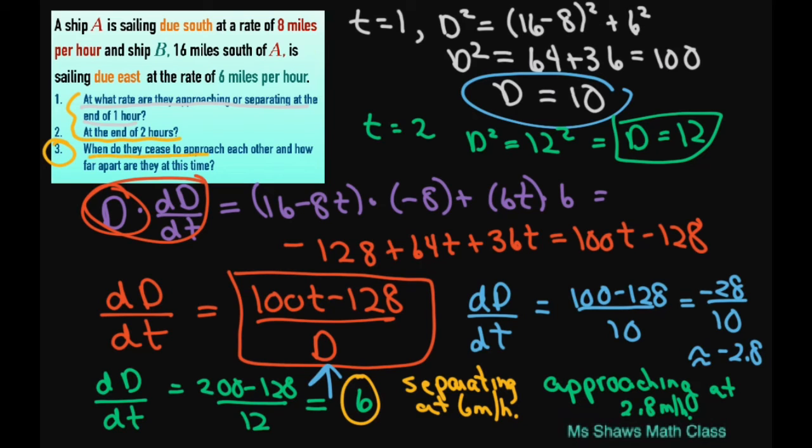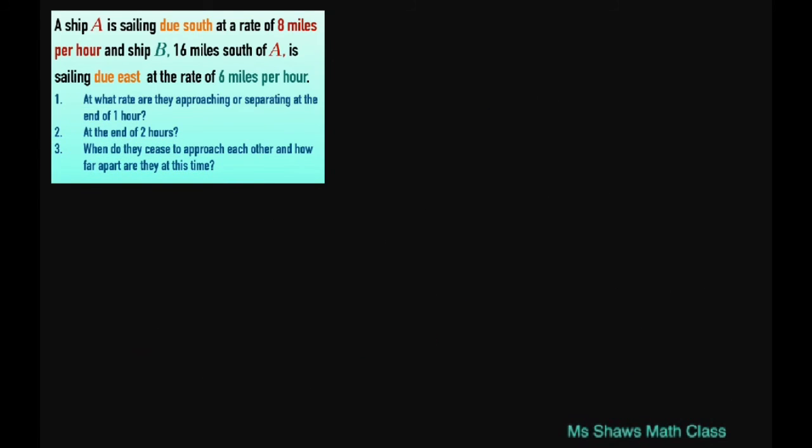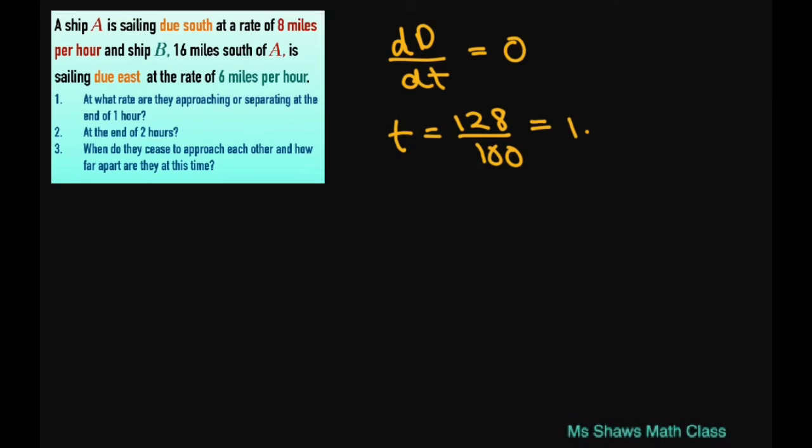So when do they cease to approach each other, and how far apart are they at this time? For that, they cease to approach each other when the derivative of d with respect to t equals 0. That means we're going to have t equals 128 divided by 100, and that's going to give you 1.28 hours. That's when they cease to approach each other.